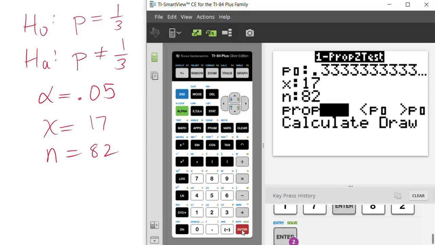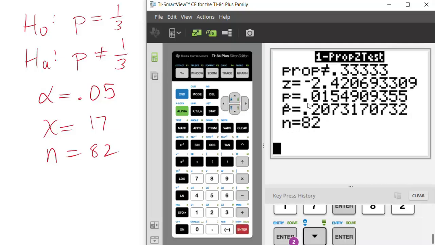The problem didn't specify whether we were testing for less than or greater than. Real quick, it would be silly to test the greater than hypothesis because 17 out of 82 is definitely less than 1/3. So it would be silly to do the last one. It's reasonable to do the second one, but the claim we were being asked to test is that it's different, and so I'm going to use the not equal to symbol. We scroll down to calculate, and we get a p-value of around 0.015.